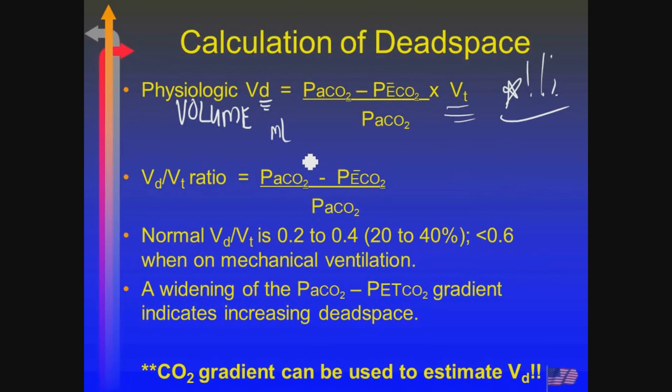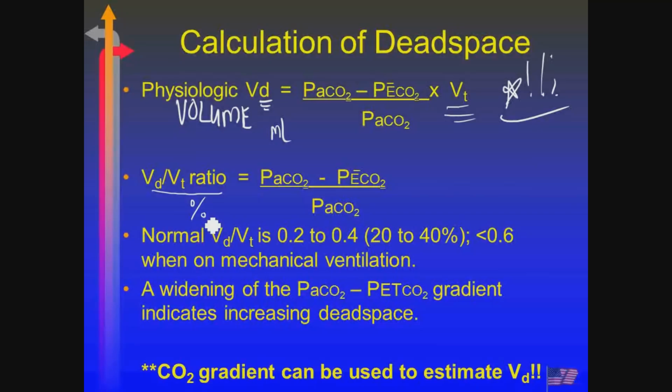If I were to just take this ratio, PaCO2 minus the mixed expired CO2, divided by the arterial, then I have the VD/VT ratio, and this is a percentage. Normal dead space is somewhere about 0.2 to 0.4. So 20 to 40% of your tidal volume is wasted. When you start seeing values get above 60%, it's usually a sign that the patient's going to need to be ventilated because there's so much wasted ventilation present.